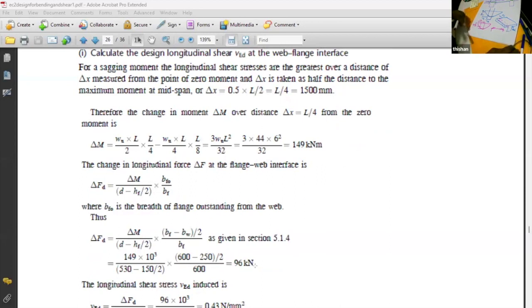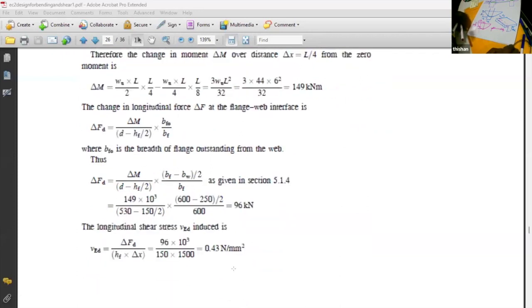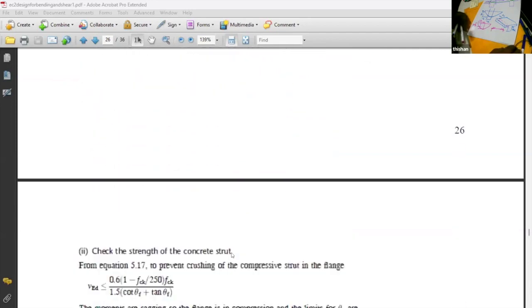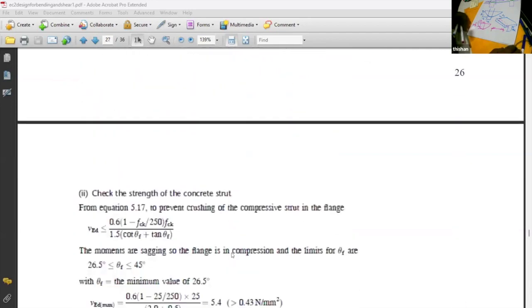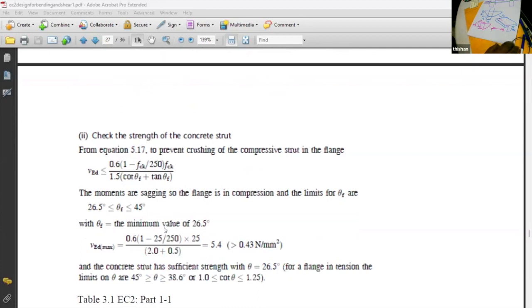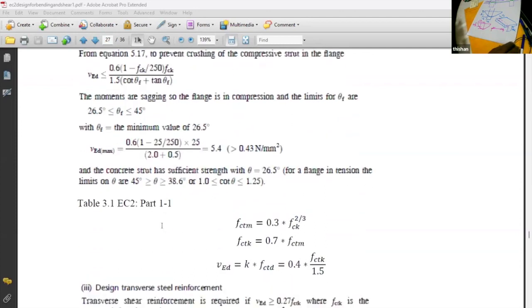If you just look at it carefully, this is self-explanatory. Everything is given. Then you calculate the stress, 0.43. And it says, if the stress is low enough, you don't have to do anything. But at the same time, it's checked for crushing of the compression strut, 26.5 degree angle. So VD max is 5.4, greater than 0.43. So we don't have a problem.